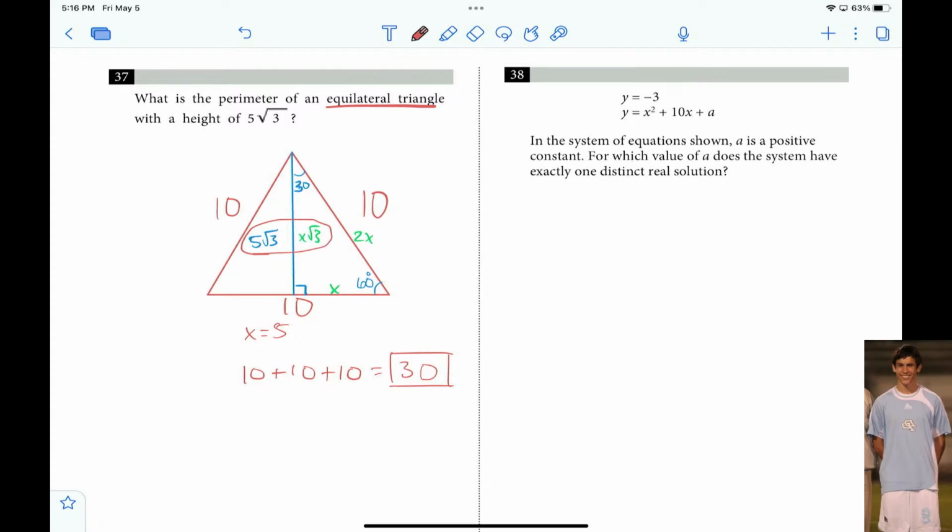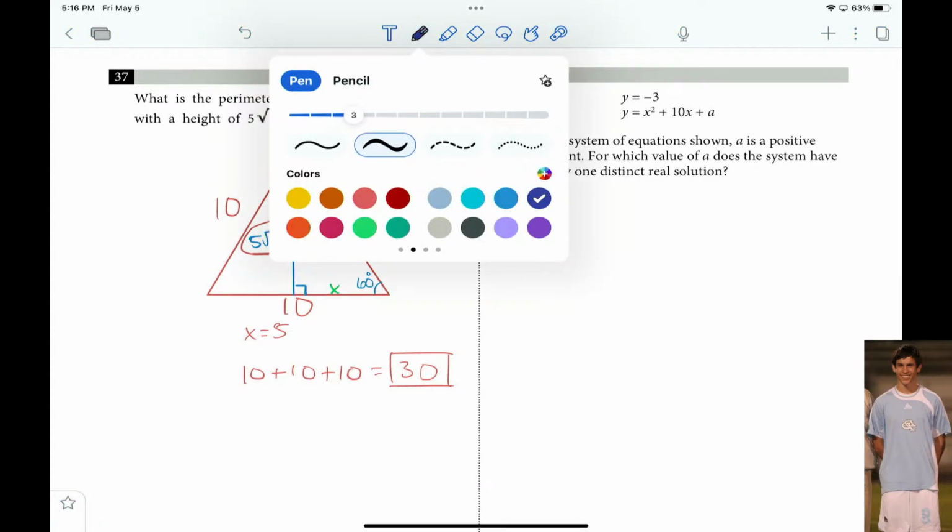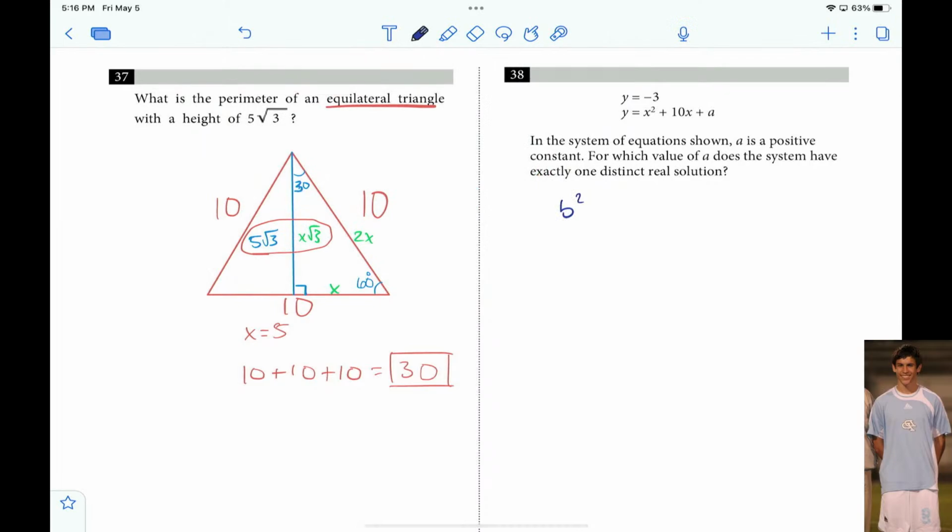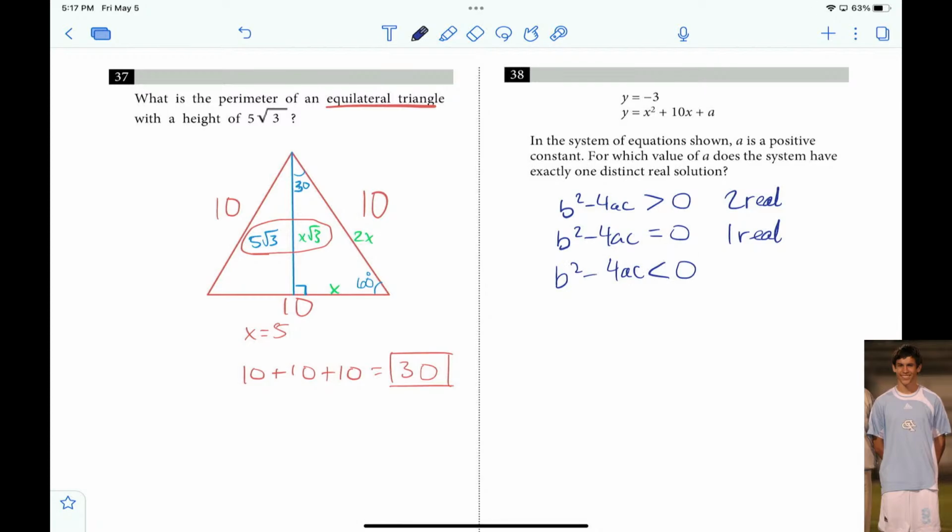If you ever see a quadratic and they're talking about the number of solutions, we are meant to use what's called the discriminant. So the discriminant, real quick, is just this: b squared minus 4ac. And if that is greater than 0, you're going to get 2 real solutions. If your discriminant, b squared minus 4ac, is equal to 0, you're going to get 1 real solution. And if b squared minus 4ac is less than 0, then you get 0 real solutions.